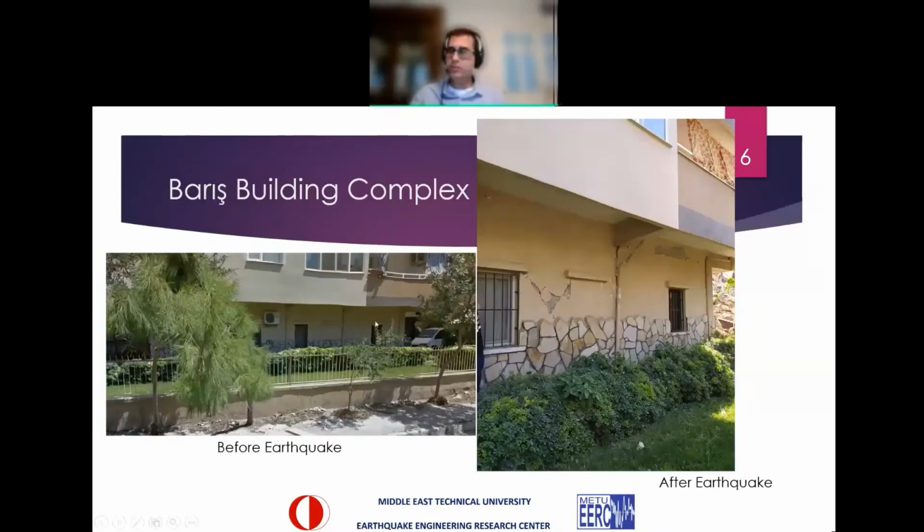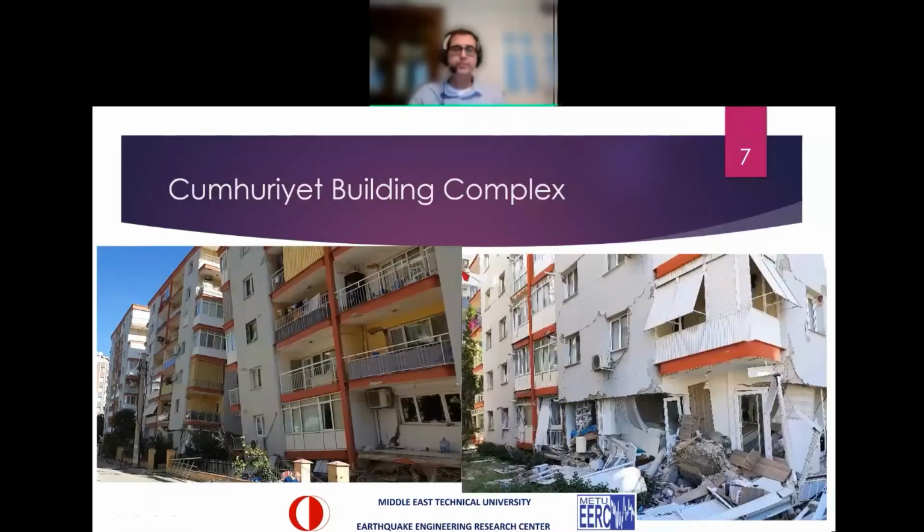This is the last one, the survived one. As you see, even before the earthquake, it has infill walls. And after the earthquake, you see the walls are inside, with especially heavy damage on the infill walls, but it survived. Nobody died inside this building. Similar observations were made on the Cumhuriyet building complex. As you see, one building suffered a lot. There was a soft story here and the ground story totally collapsed, and the other one stays over there.